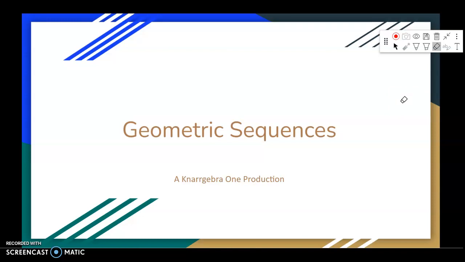Today, we're going to talk about geometric sequences. We've already talked about arithmetic sequences, so now we're going to see how they differ from these geometric sequences that we're about to talk about today. Okay, so let's get started.